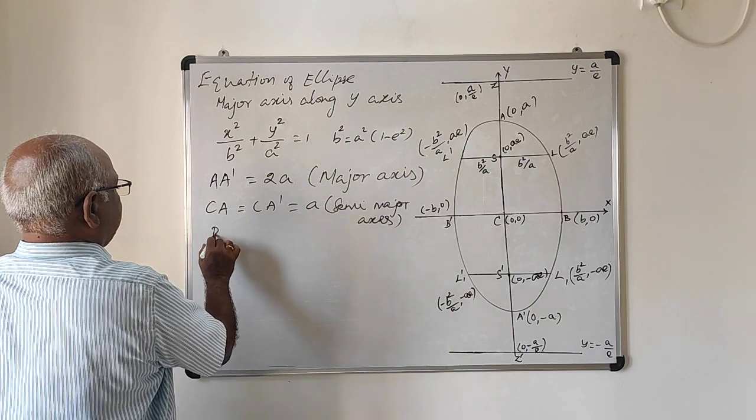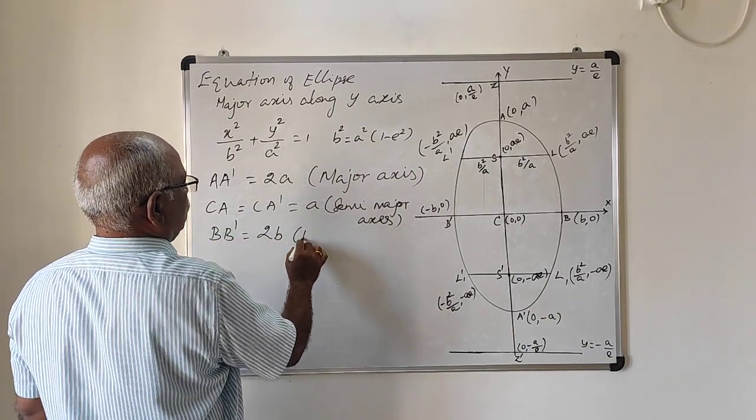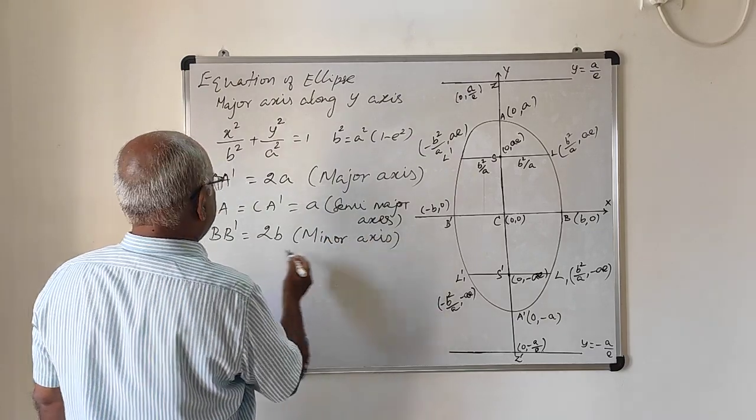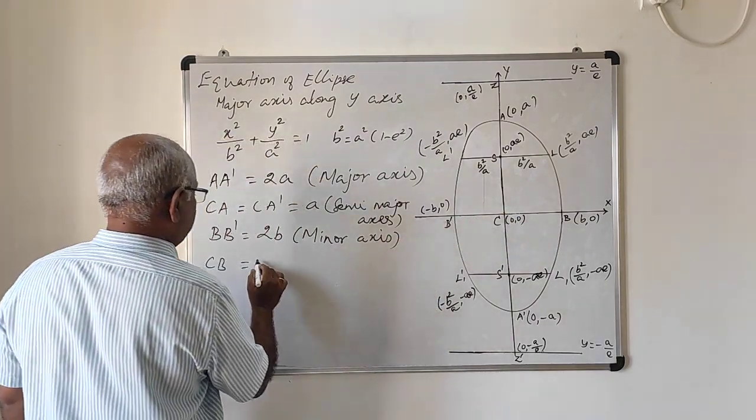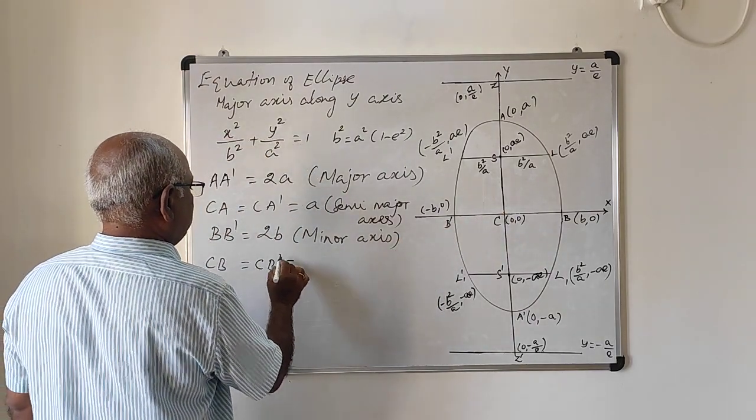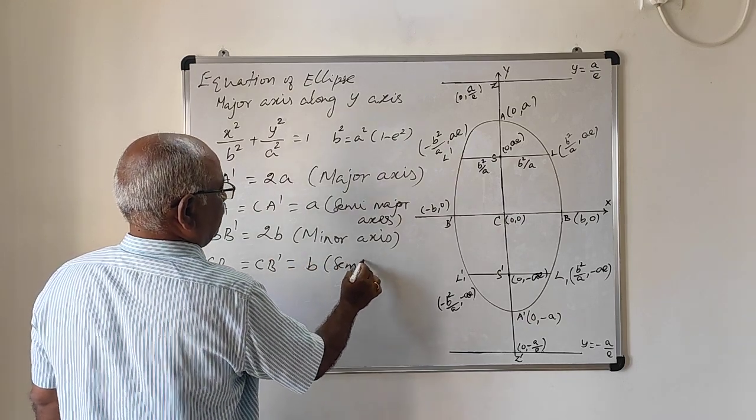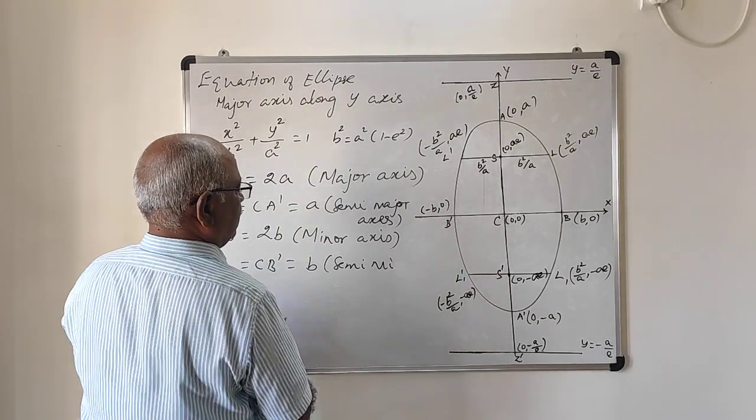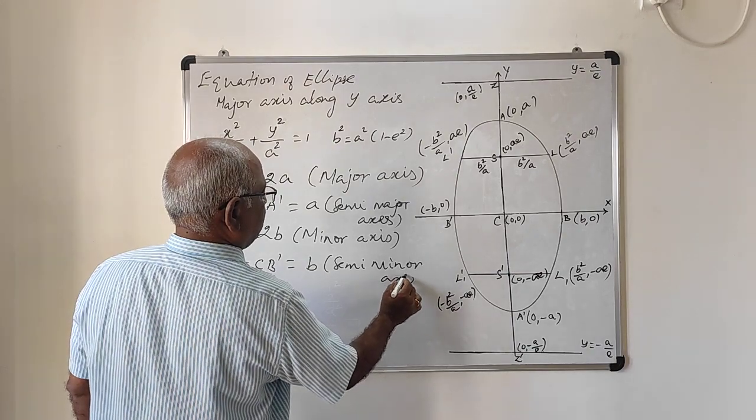Similarly, BB dash equals 2b. This is the minor axis of the ellipse. CB dash equals b. This is the semi-minor axis.